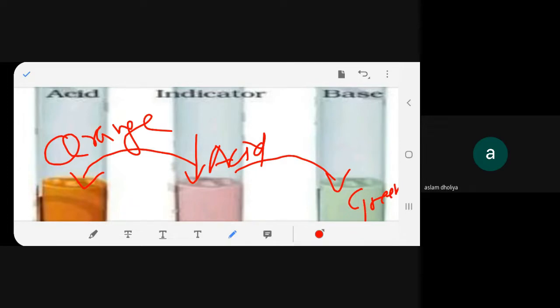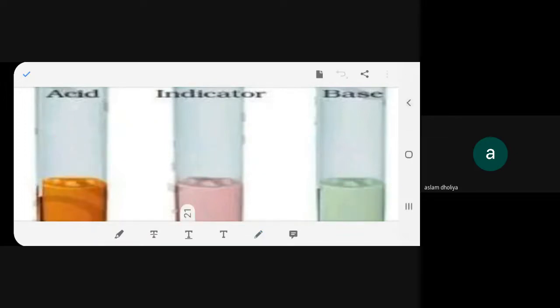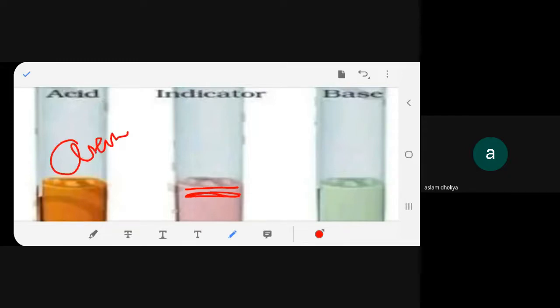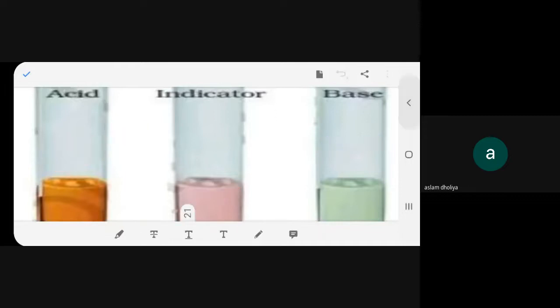Did you understand what I said? Okay. So when I take China rose as an indicator, this one is China rose. If I add acid, it becomes orange. And if I add base, it becomes green. Is this clear? So if it changes to green, you should understand it is basic. If it changes to orange, then it is an acid. The color differences will tell you whether it is acid or base.